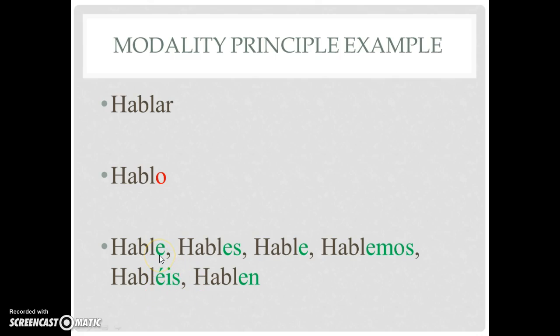And what I mean by opposite ending is if it's an AR verb, we know that the endings are O, AS, A, AMOS, AIS, AN. We're going to change them to the ER, IR endings, which are O, ES, E, EMOS, EIS, EN. So if you look, we go from hablo to hable, hables, hable, hablemos, hableis, hablen for our AR verbs. And the same pattern would apply for an ER and IR verb also.